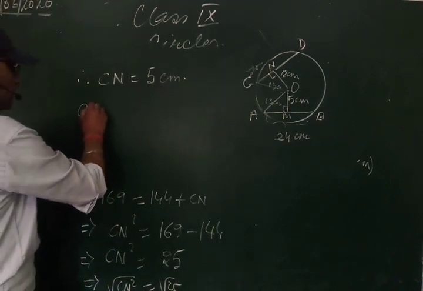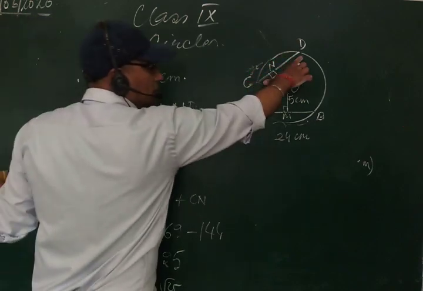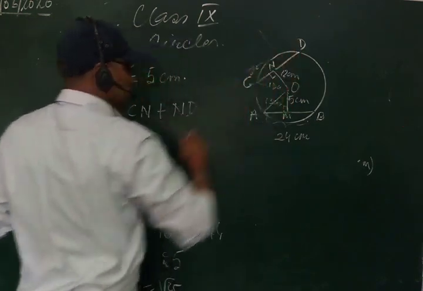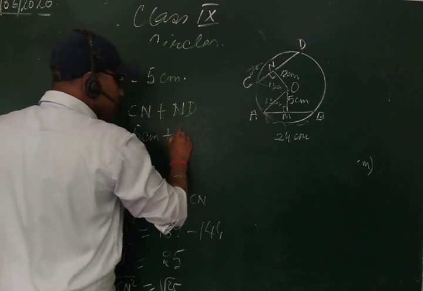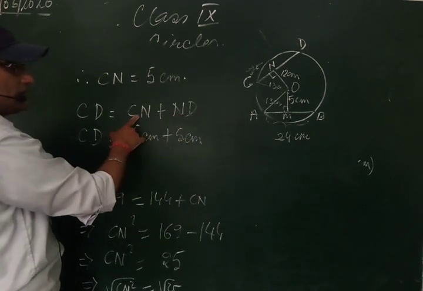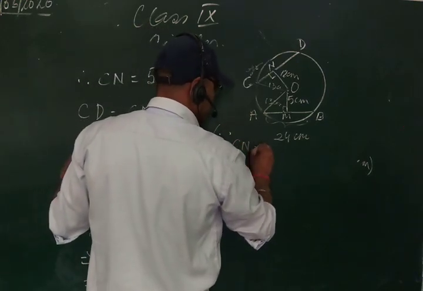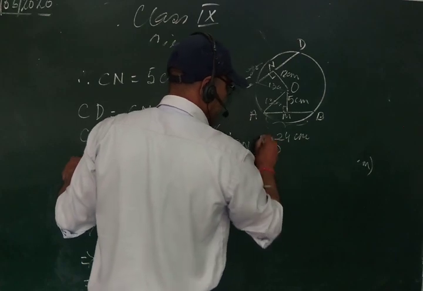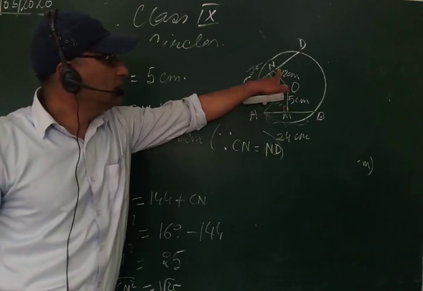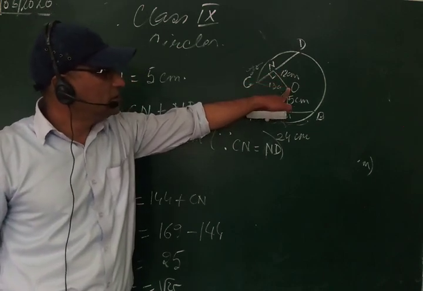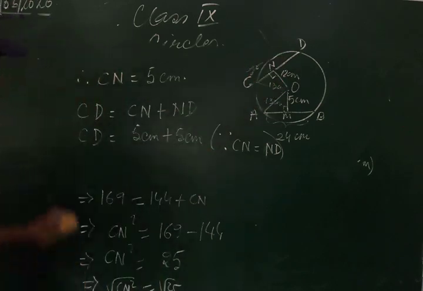Now what you can write is CD is equal to CN plus ND. Or CD is equal to 5 centimeters plus 5 centimeters again, because ND and CN have the same value. So within brackets, you can write because CN is equal to ND. CN and ND have equal values because the line drawn from the center to the chord bisects the chord. That is one of the theorems that we have in circles.